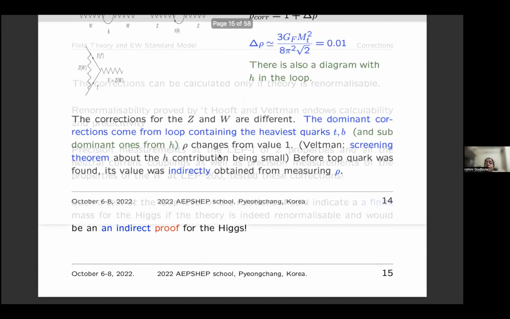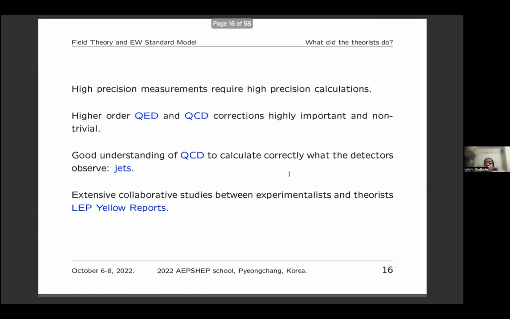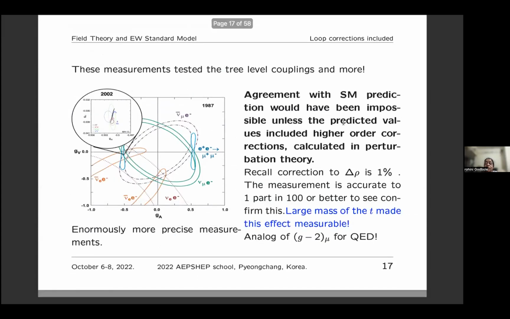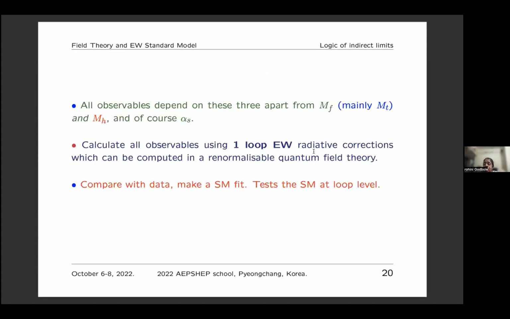So you can have dependency of your predicted observables on the masses of the missing particles. Now you calculate all the observables using one-loop electroweak radiative corrections, which, as I said, you could do in a renormalizable quantum field theory. And now you make a fit. You say, these remaining parameters, what are the best fit values that are produced using the most accurately measured objects.